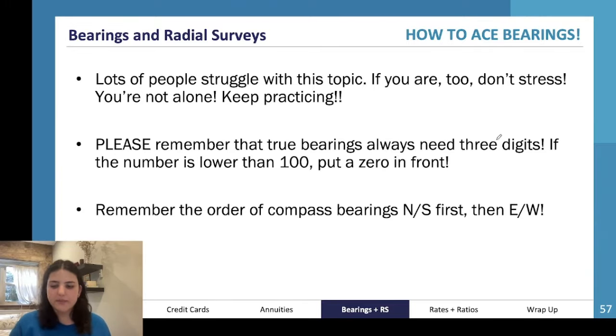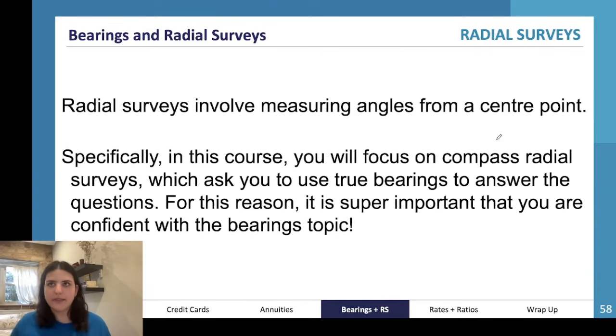So that's bearings. We're now going to move on to radial surveys. These involve measuring angles from a center point. So specifically, you'll focus on compass radial surveys. They give you a bunch of true bearings.